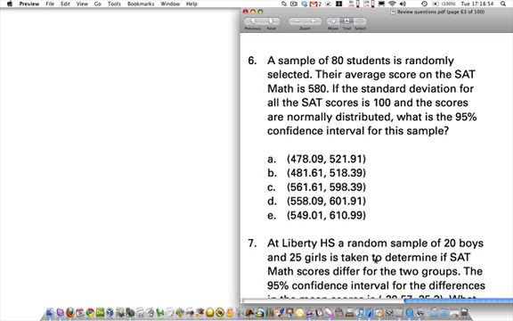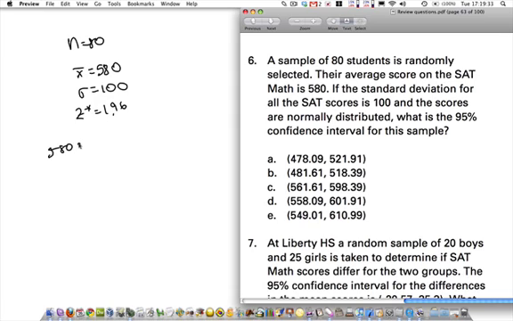Problem number 6. I skipped 5 because I'm going to skip a couple here, they're not actually where we are yet. So, number 6, a sample of 80 students is randomly selected. So n is equal to 80. Their average score on SAT Math is 580. If the standard deviation for all SAT scores is 100, and the scores are normally distributed, what is the 95% confidence interval for this sample? So z star has to be 1.96, and we just plug stuff in.